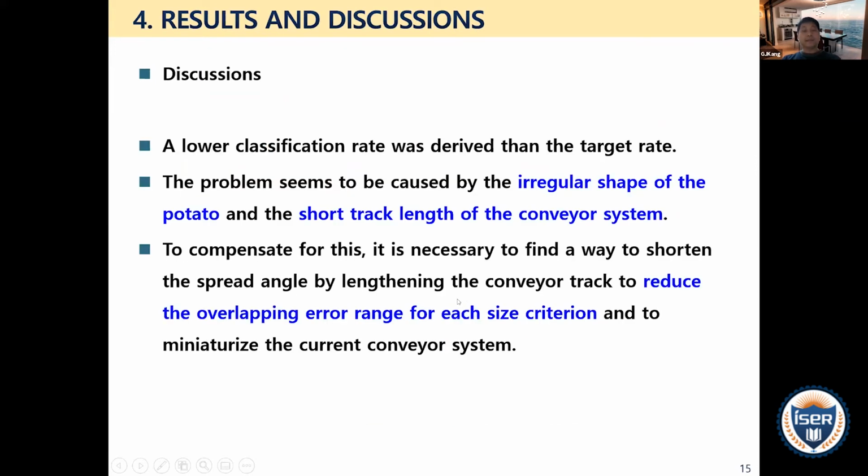Discussion. A lower classification rate was derived than the target rate. The problem seems to be caused by the irregular shape of the potato and the short track length of the conveyor system. To compensate for this, it is necessary to find a way to shorten the spread angle by lengthening the conveyor track, to reduce the overlapping error range for each size criterion and to minimize the current conveyor system.